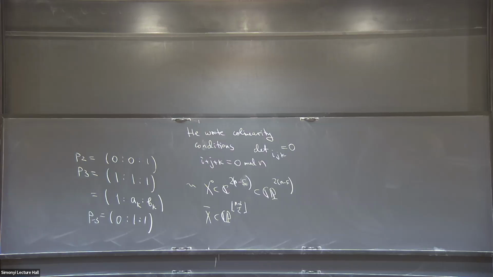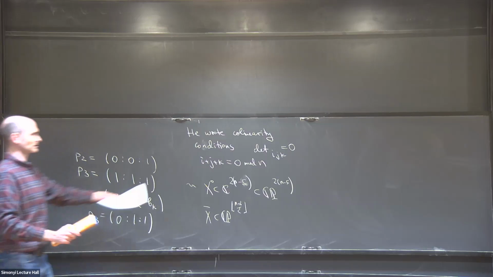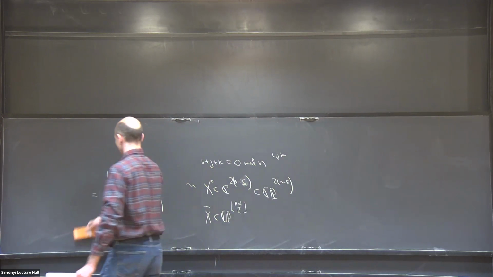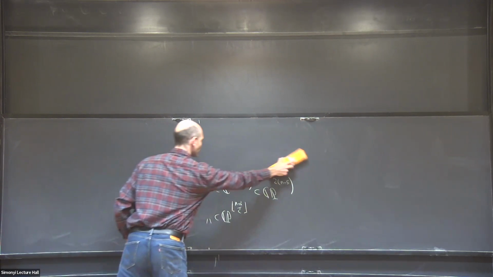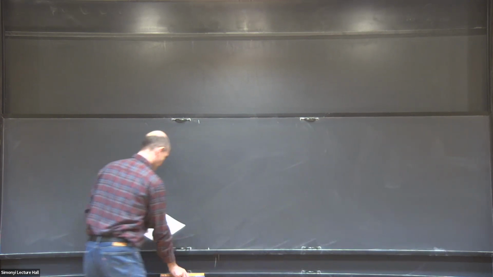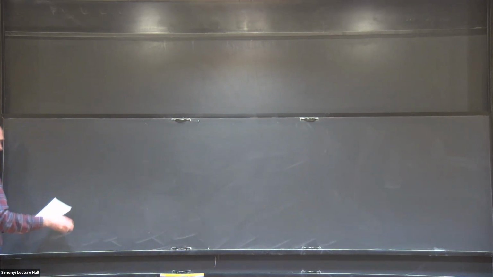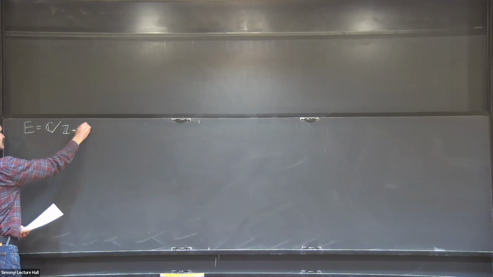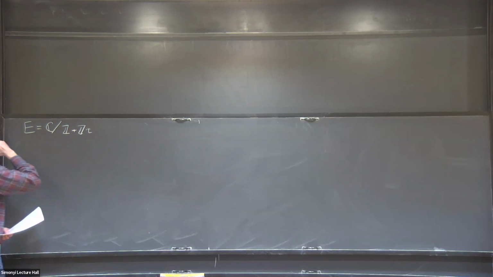Okay, right. So how do we see what this embedding looks like? Well, here's what you do. Remember, you have your E, which is C mod Z plus Z tau, and you have this phi, which sends E to CP2.